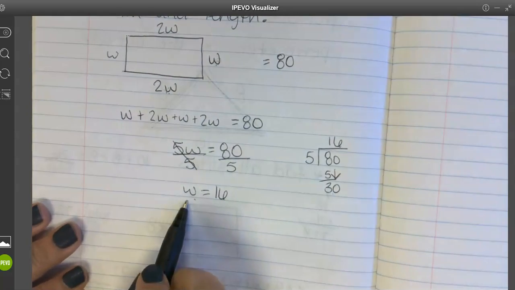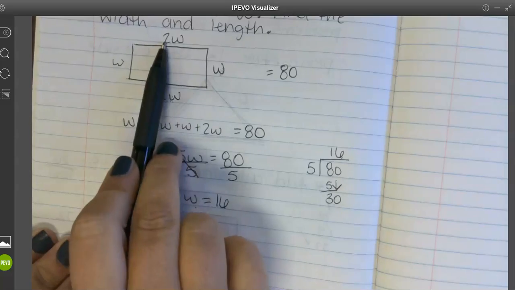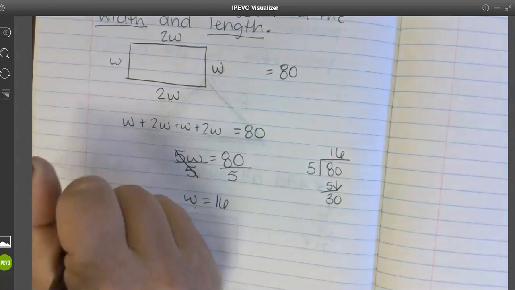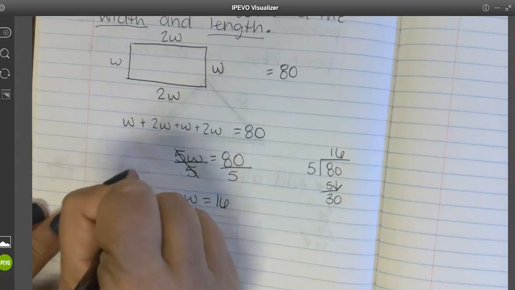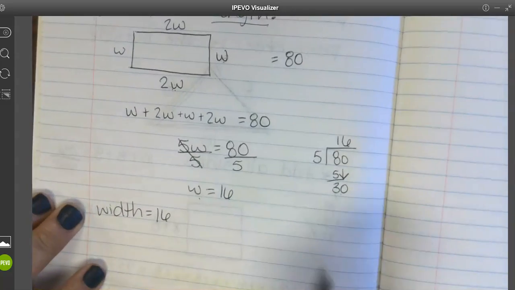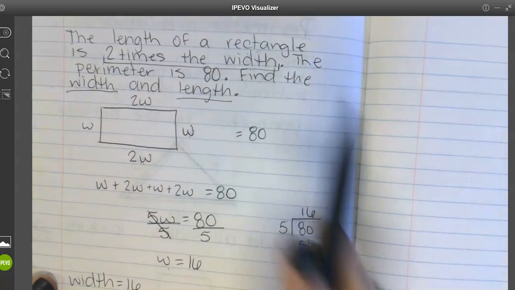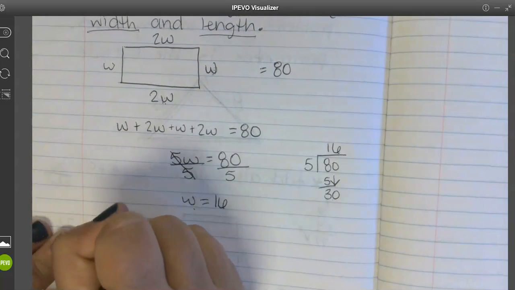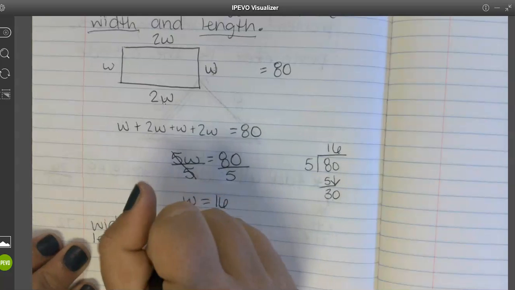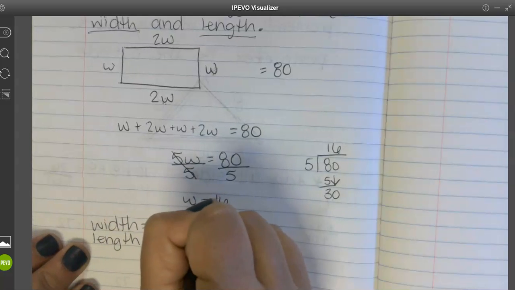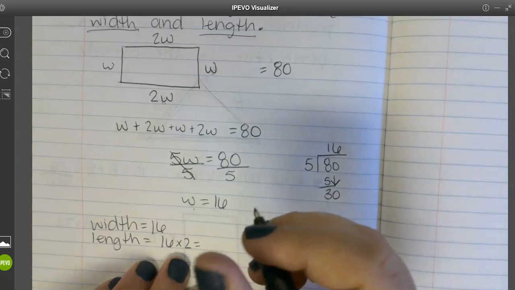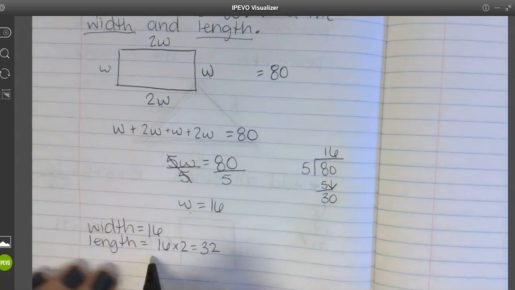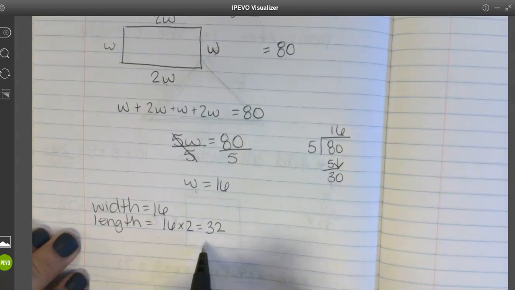So now that I have the width, I can do the length. Because remember, it looked for the width and the length. So my width equals 16. And if my length is 2 times the width, I'm going to do 16. The length would equal 16 times 2. 16 times 2 is 32. So my length would be 32.